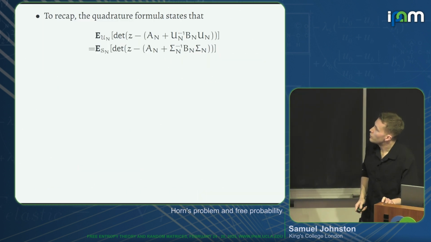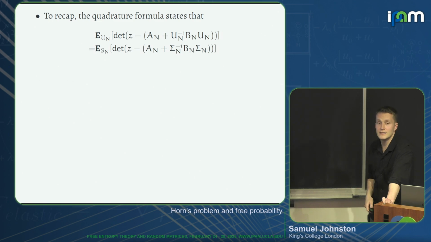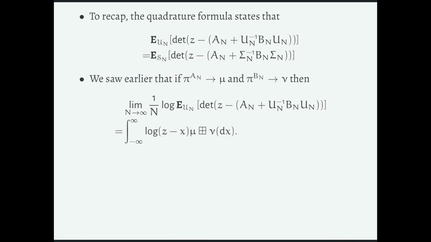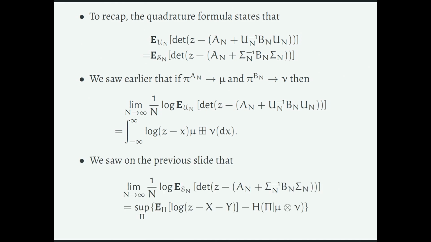Okay, so just to recap, we've seen that we have this remarkable formula relating these two expectations of random characteristic polynomials, and we study this formula as n tends to infinity. If you look at the unitary group side as n tends to infinity, and you look at its log asymptotics, they behave like an integral against free convolution. Conversely, if you look at the symmetric group side, and you look at its log asymptotics, they behave like the solution to an optimal transport problem.